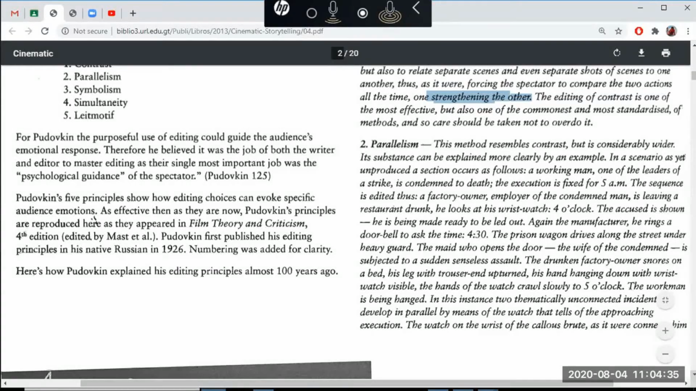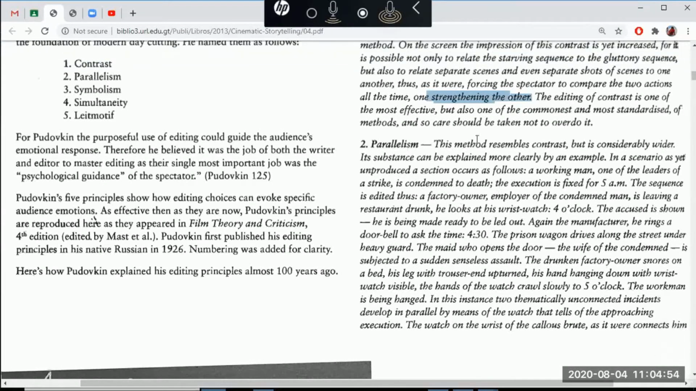Here, when he discusses parallelism, he's actually talking about two different sequences that relate to the death of one person and the life of the other person. In this parallel action, there is some kind of contrast, but he's saying that a man is about to be hanged at 5 a.m.